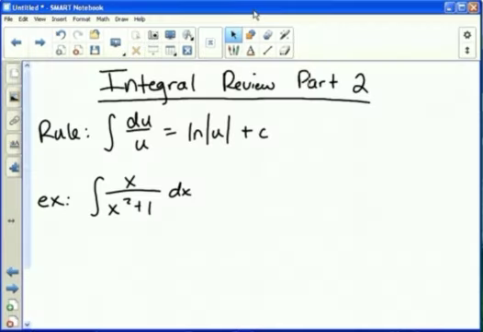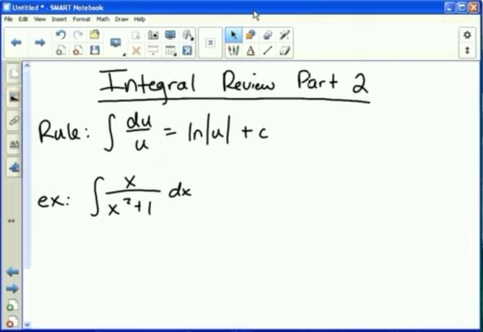This is continuing our review of integrals that we learned in Calculus AB before we start with the new techniques we're about to learn in BC. So first, the rule for natural log, or du over u. And you see there the rule. If you end up with du over u, then the rule is the natural log of the absolute value of u plus c. So a couple examples we'll see here, like this one, x over x squared plus 1.